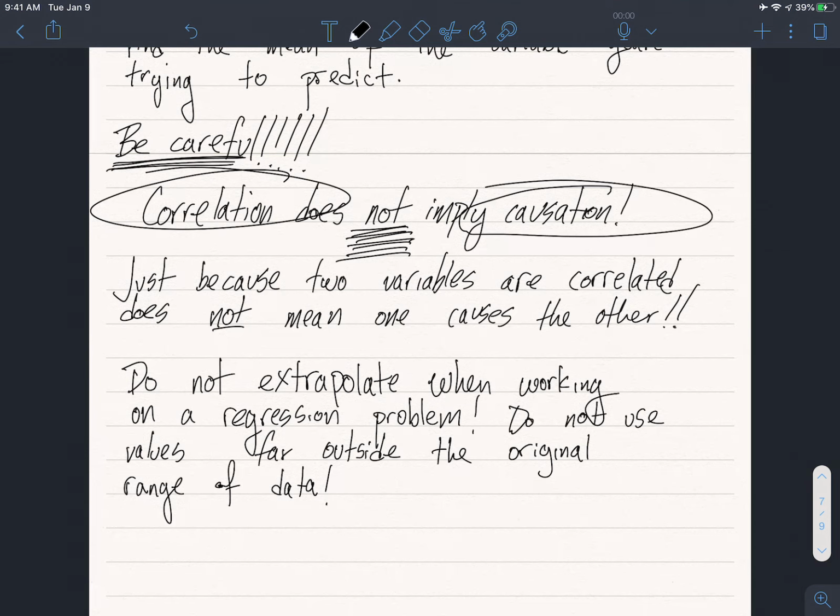It'll try to do it, but don't extrapolate. If you're given something so outside your normal range of data, just say I can't do this. It's too far away from what my data is kind of set up to handle. Let me quickly look through the section, make sure to see if there's anything else I want to mention.